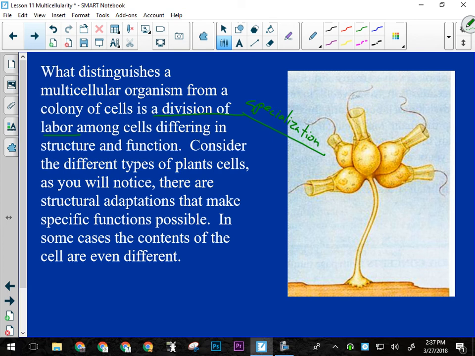The picture that you see on this slide is of a colony of cells, not a true multicellular organism, because all those cells are exactly the same. So every one of them has to do the same jobs. So that's a colony versus a true multicellular organism.